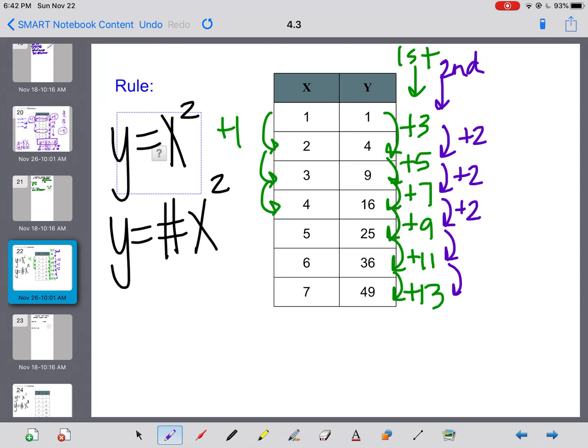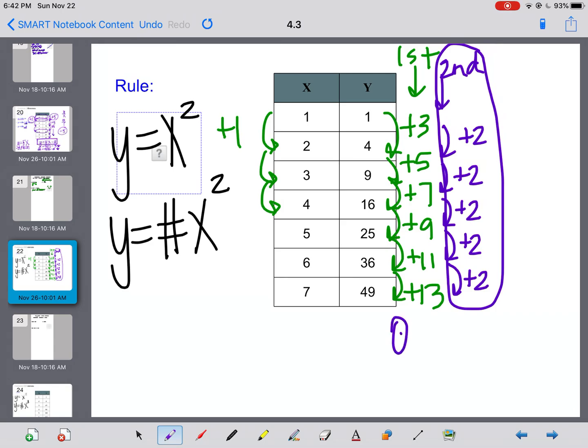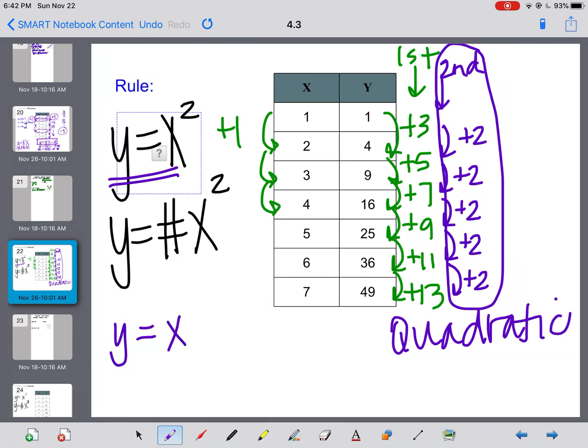And because this is the second time that I'm looking for the difference, this is called my second difference. From 3 to 5, looks like I'm adding 2. 5 to 7 adds 2. 7 to 9 adds 2. 9 to 11 adds 2. And 11 to 13 adds 2. If these are all the same on my second difference, then I know that I have to write a quadratic function. Okay, and the parent function for that is y equals x squared.